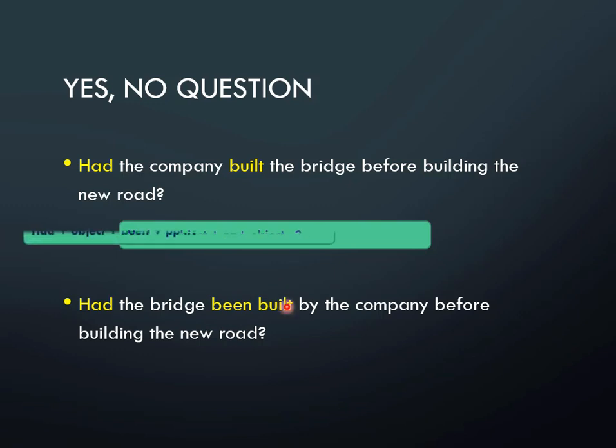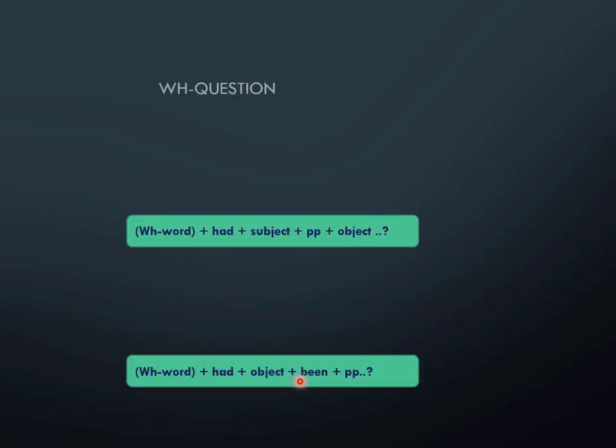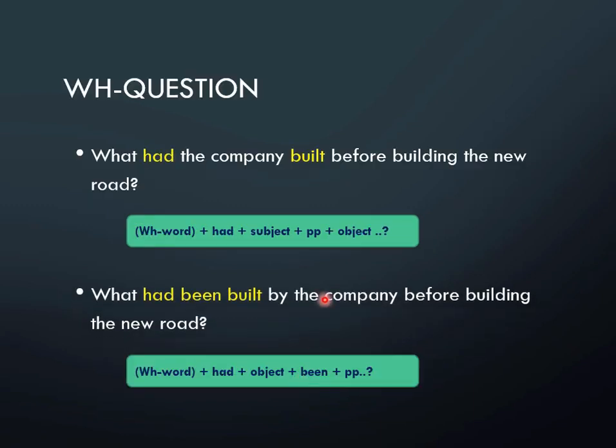What's the structure we followed here? It's clear in front of you: had, object, been, and PP. And if you'd like to mention or complete the sentence, it's up to you to complete the meaning of this sentence. Let's come to the WH question. If you look at this slide, WH questions are the questions that start with WH words. And in this question, we can form a question in the active voice in the past perfect.